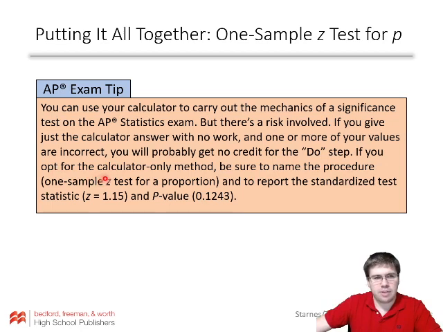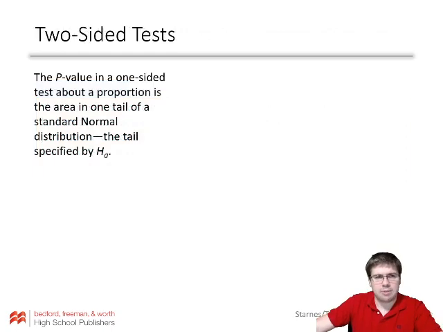If you opt for the calculator-only method, be sure to name the procedure, a one-sample z-test for the proportion, and to report the standardized test statistic, z, and the p-value. But it's harder to get partial credit when you don't really show any work. If you showed work and you actually just screw up a single little number, you might still actually get full credit even, because they can overlook some little silly errors and still give full credit for those problems.